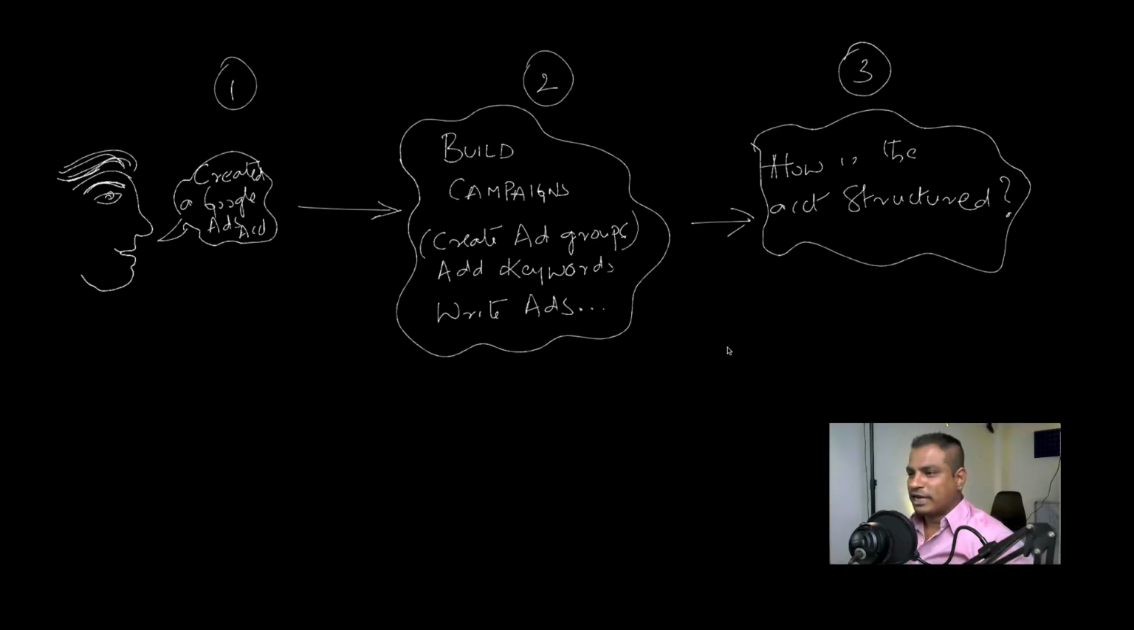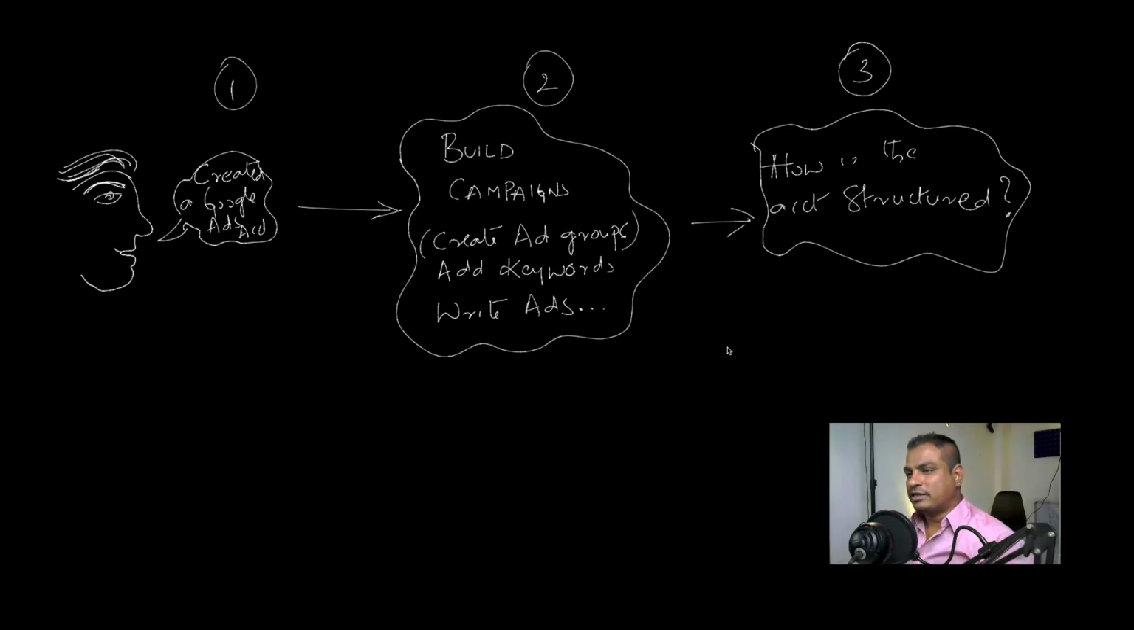That's you, who is trying to create a Google Ads account because you want to advertise on Google. So the first thing you would do is go ahead and create a Google Ads account. When you create one, agreed, it's very simple. You just need an email ID and password. You go to ads.google.com. You get started. Fine. So what next? What do you do next?